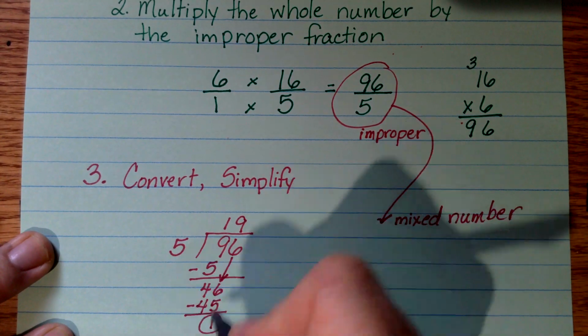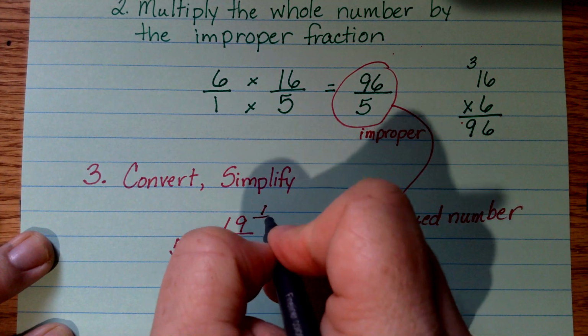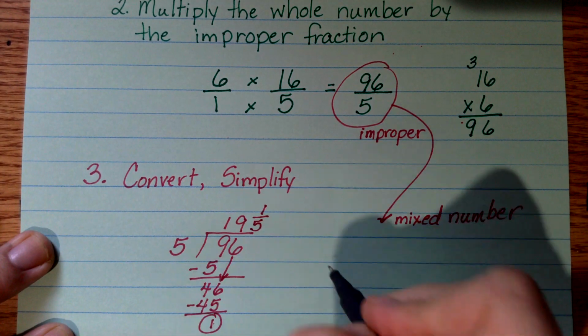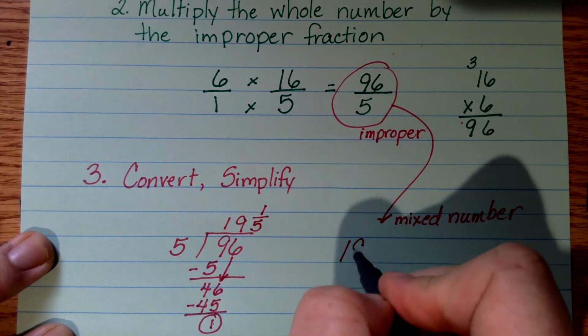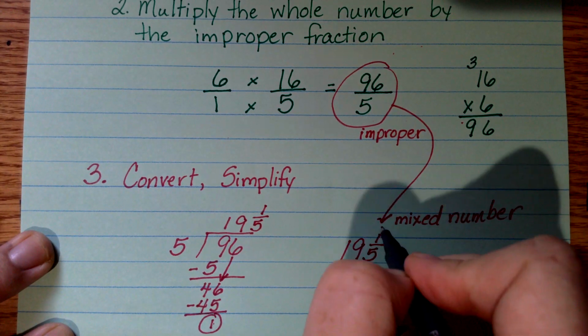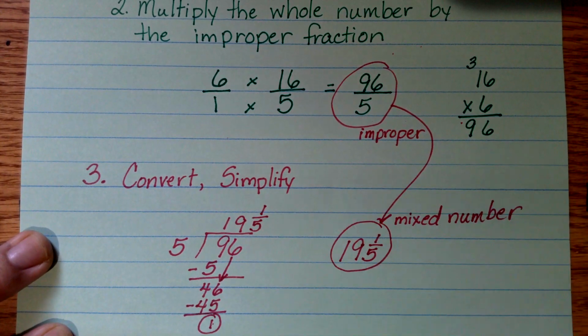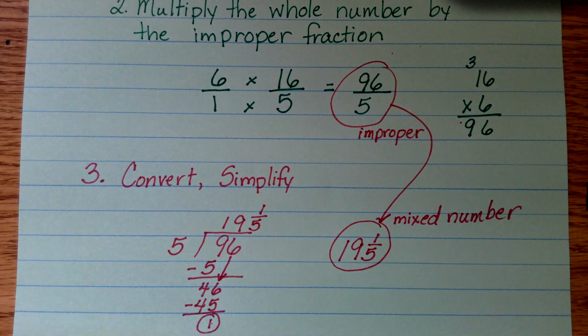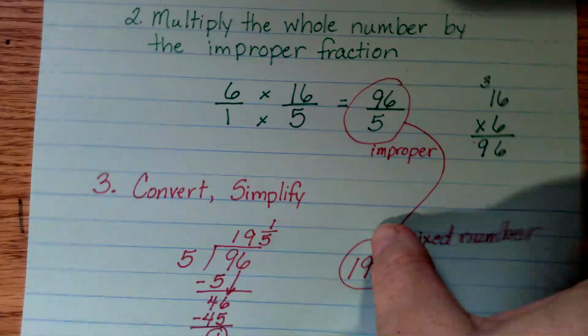Remember that the 1 becomes our numerator and we put it over our denominator. And so we did get the same answer with this strategy that we got with our first strategy, which was 19 and 1/5.